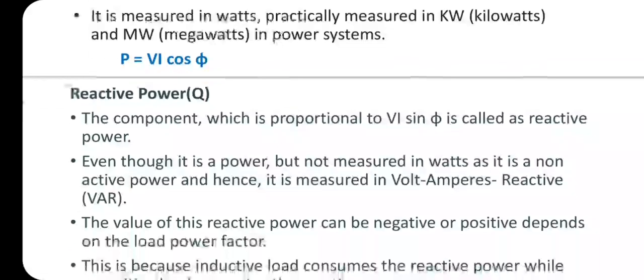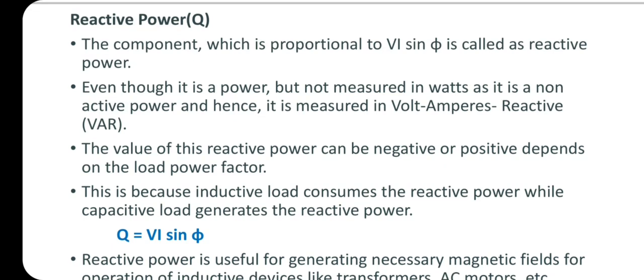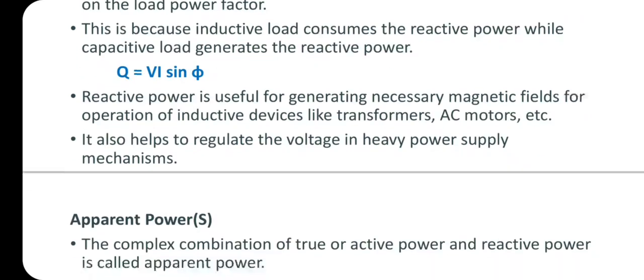And what is reactive power? That is Q. The component which is proportional to VI sin phi is called as reactive power. Even though it is a power, it is not measured in watts, as it is a non-active power, and hence it is measured in volt amperes reactive. The value of this reactive power can be negative or positive, depending on the load power factor. This is because inductive load consumes the reactive power while capacitive load generates the reactive power. Q equal to VI sin phi.